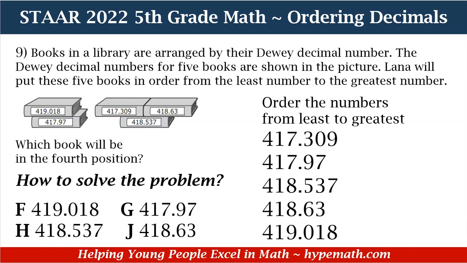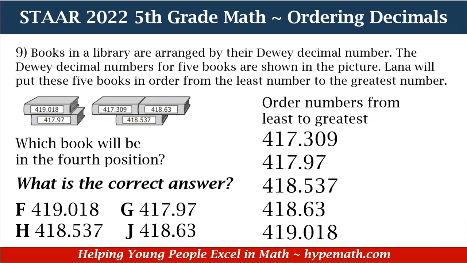Now we can focus on the two numbers that have an 8 in the ones place. Looking at the next place value to the right, which is the tenths place, we see that one number has a 5 and one number has a 6. The number that has the 5 will go next because 5 is less than 6, and then after that, 6 is going to go next. So our third number is 418.537. And then 418.63. And lastly, we have 419.018.